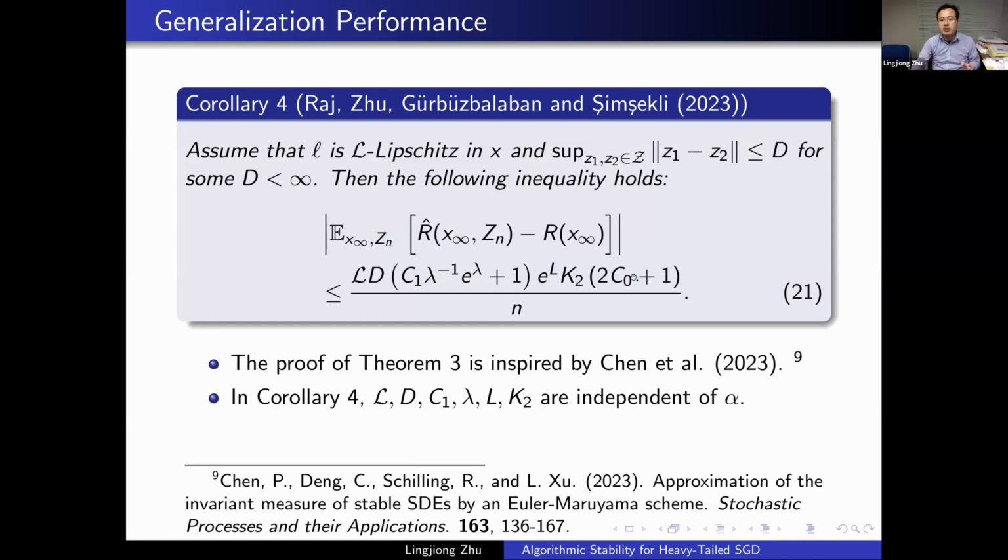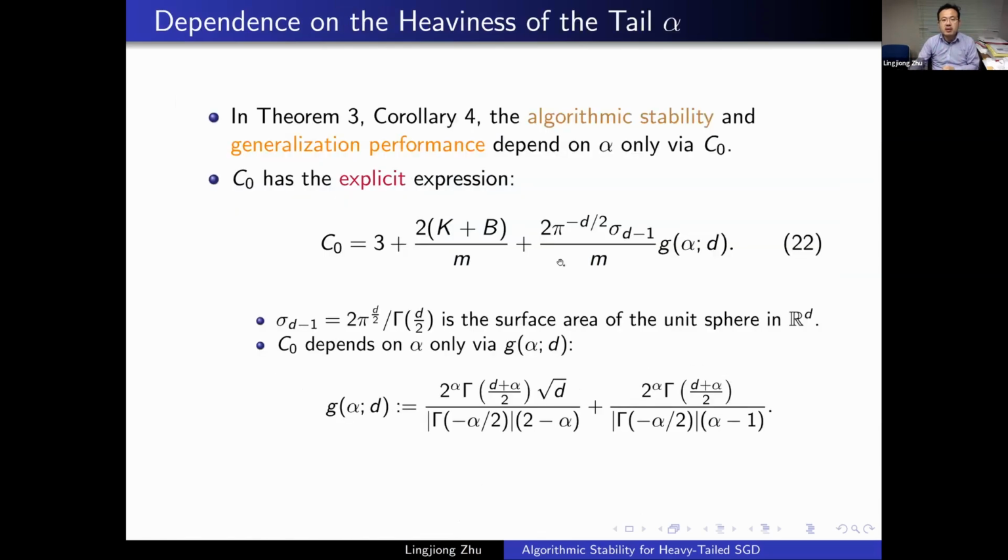Now we already have a generalization error bound, so we want to better understand the dependence of this bound on the tail index alpha, that is, how the right-hand side depends on alpha. It turns out that a lot of parameters don't depend on alpha. For example, if the parameter comes from the dissipativity condition or the pseudo-Lipschitz condition, then it has nothing to do with heavy-tailedness. The only term that has a singular dependence on alpha is the C0 term.